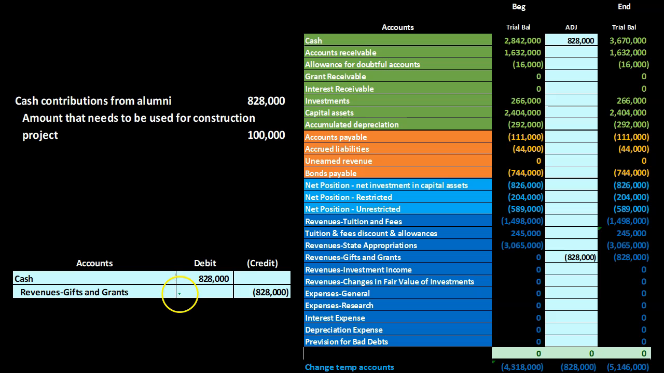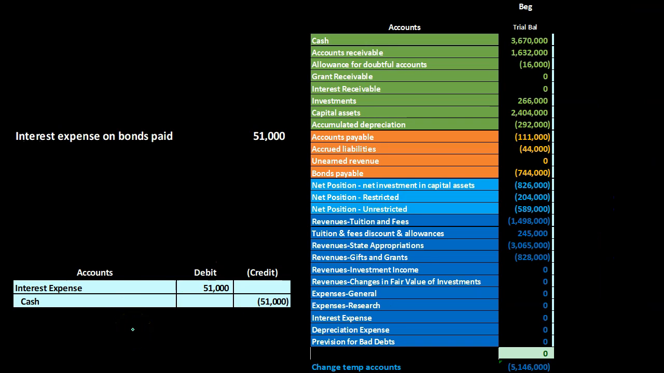Posting that out will look like this. The cash will be increasing in the debit direction, cash going up. The other side goes to revenues, gifts, and grants down below, increasing in the credit direction, which increases what would be similar to the net income type of account as well. Next transaction, interest expense on bonds paid.